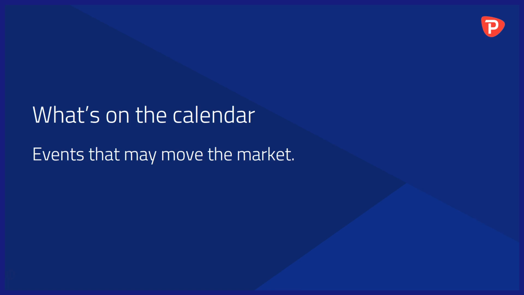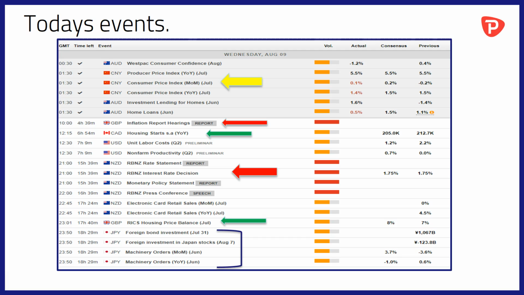What's on the calendar? Events that may move the market. A pretty busy calendar today. We've already had producer price and consumer price index data out of China overnight, plus some home loans data from Australia. To come, we have the inflation report hearings in Parliament for the Bank of England. That starts at 10 o'clock GMT. Then Canadian housing starts at 12:15 GMT. Both of these obviously are items playing directly into monetary policy.